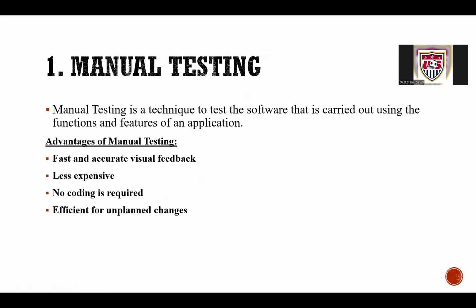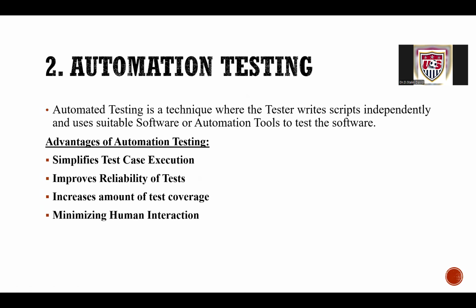And next one is automation testing. Automation testing is a technique where the tester writes scripts independently and also uses suitable software or an automation tool to test the software. It is an automation process, not a manual process. It allows for executing repetitive tasks without the use of a manual tester. That is the main thing: without using a manual tester.